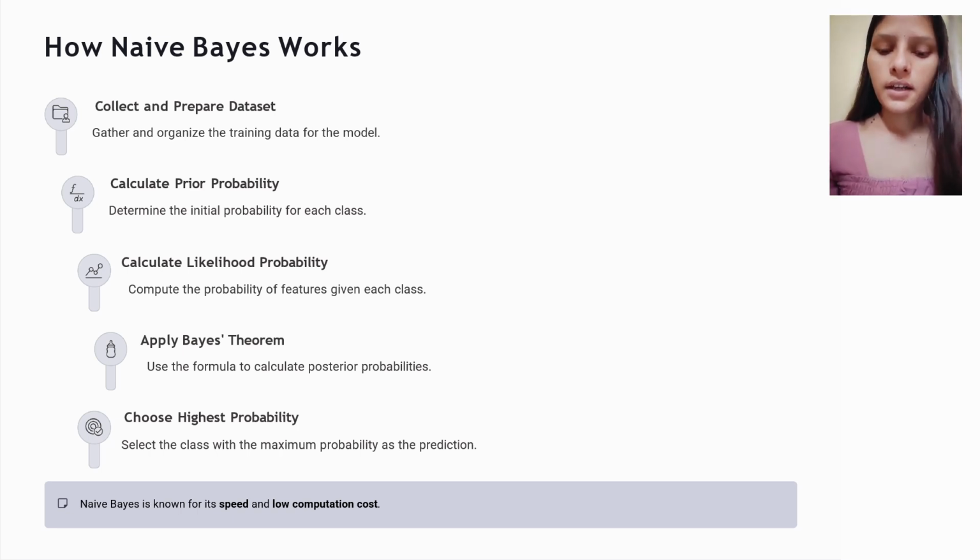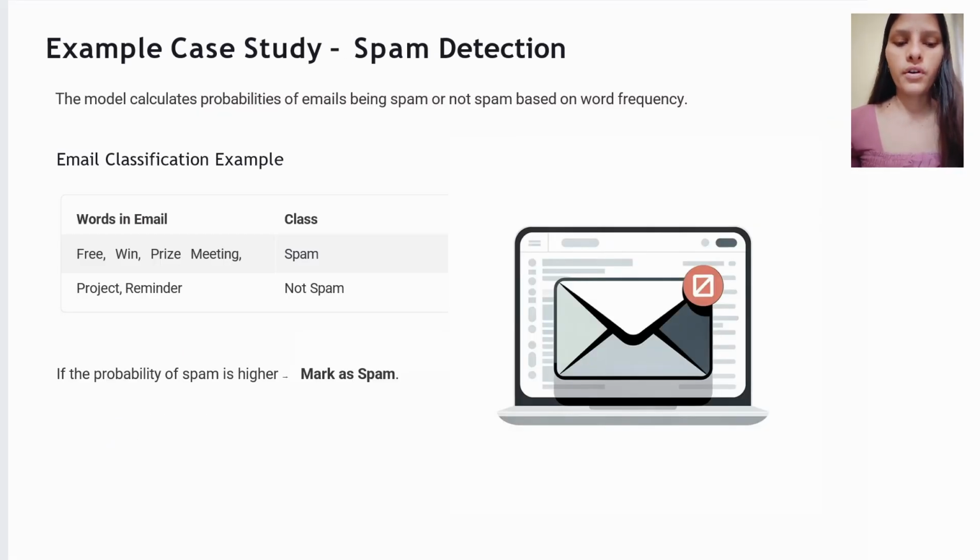So let's take a look at an example case study to understand this better. Let's take an example of email spam classification. Suppose we have words like offer, discount, and free. The algorithm calculates how frequently these words appear in spam emails versus normal emails. Based on this, if a new email contains similar words, the model computes the probability of it being spam using Bayes theorem. Finally, if the probability of spam is higher than not spam, it classifies the email as spam. This is a simple but very effective real-world application of naive Bayes.